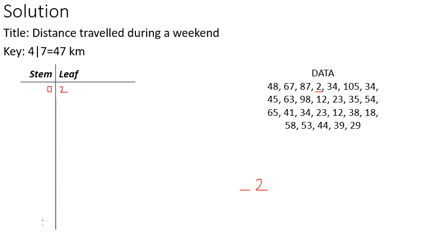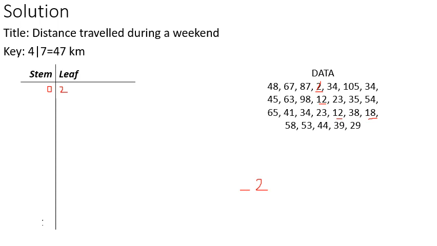Now, there aren't any other single-digit numbers, so we can go on and look at numbers that begin with 1. We have a 12, and then we have a 12 again, and then an 18, and there aren't any other numbers between 10 and 20.